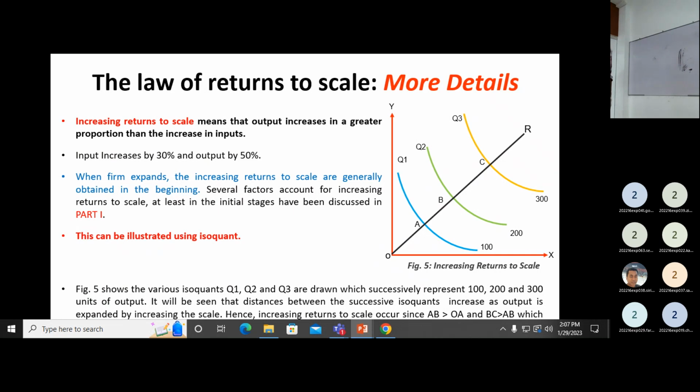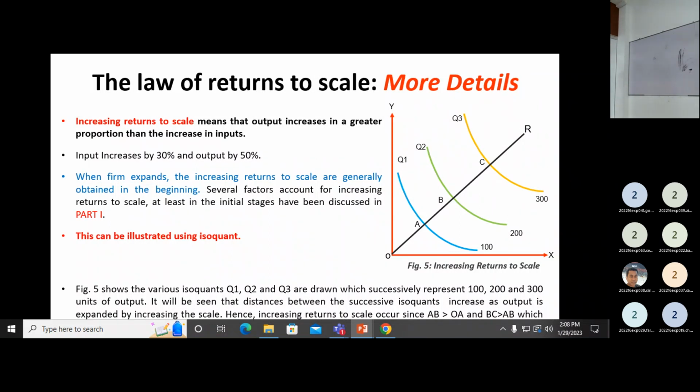Here you could see, again, this is an isoquant map, 100 units, 200 units and 300 units. The gap is different and it is increasing. Don't worry about the numbers, just look at the behavior of the graphs. So here it says, when a firm expands, the increasing returns to scale are generally obtained in the beginning. Several factors account for increasing returns to scale, at least in the initial stage, and have been discussed in our part one. Can you remember? We discussed increasing returns to scale, and why we are having increasing returns to scale.